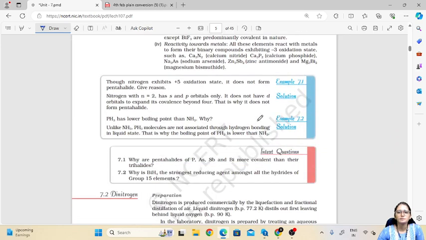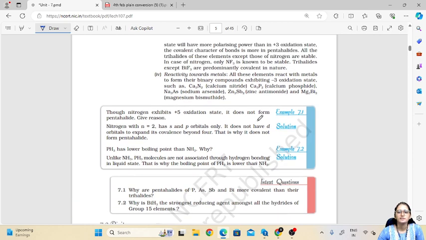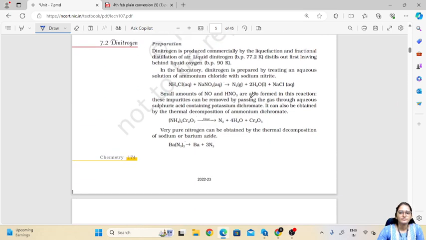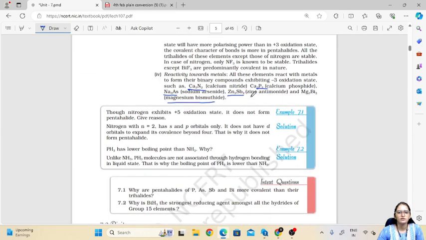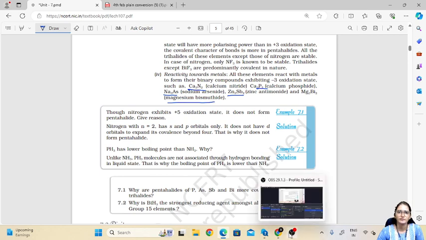More covalent means they can share electrons and form the bond. Then next is reactivity towards metals. All the metals react to form binary compounds having a -3 oxidation state. For example, we can have calcium nitride, calcium phosphide, sodium arsenide, zinc antimonide and magnesium bismuthide. So when they react with metals, they form such compounds. So with this I will finish part 1, and we will start the next part in the next video. Thank you.